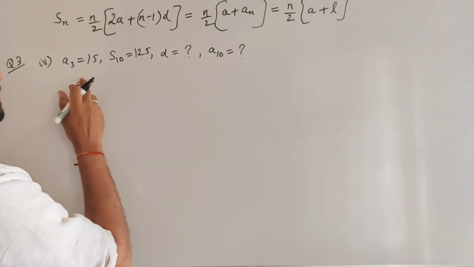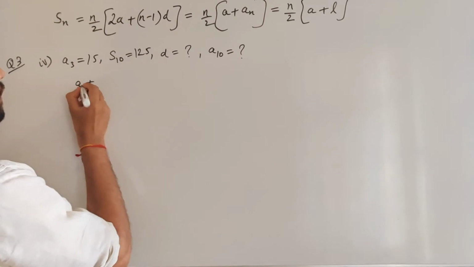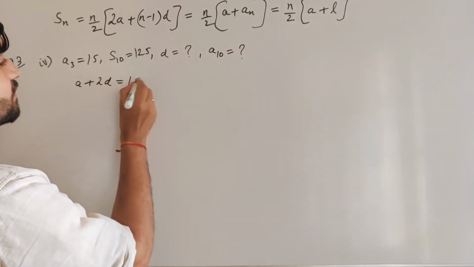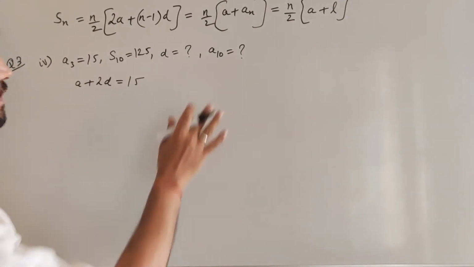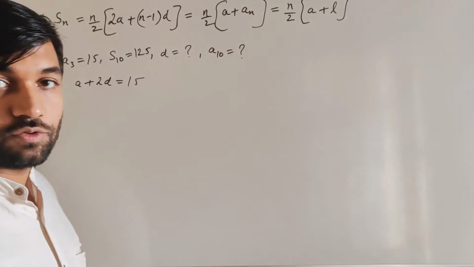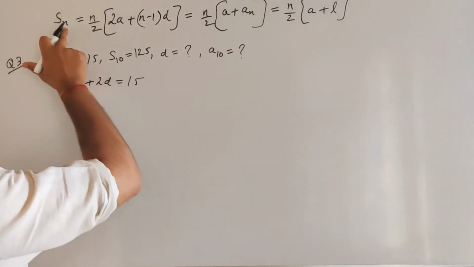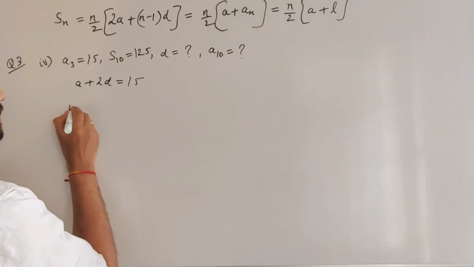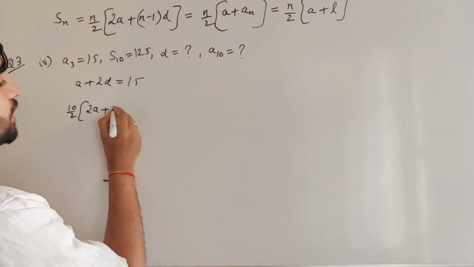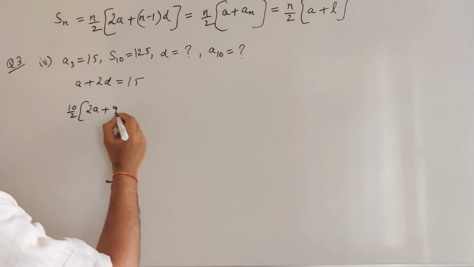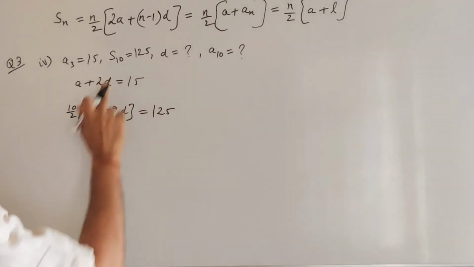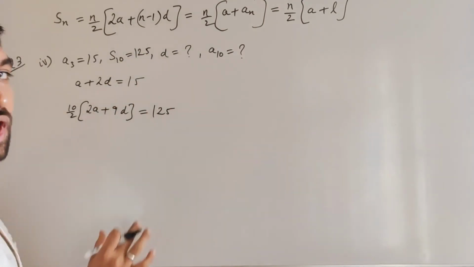So A plus 3 minus 1 into D is given as 15. So this is your equation number 1. We don't know A and D, both the values. Similarly, S10 equals 125. For S10, I'll use the SN formula. SN formula is N by 2, 2A plus N minus 1 into D, N is 10. So 10 minus 1, 9, D is equal to 125.